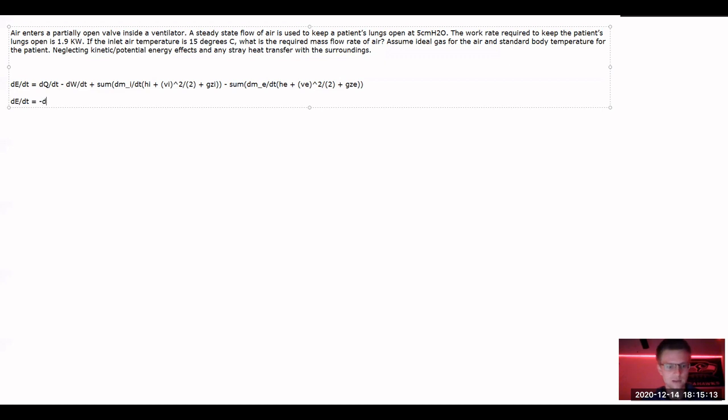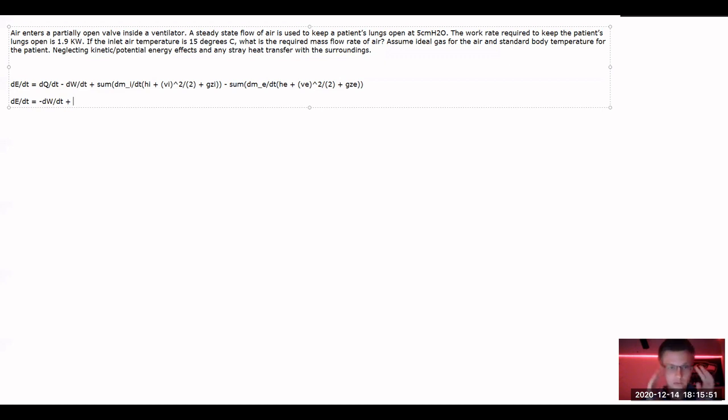We do not want to cancel out W dot because we are given the work done by the ventilator. We are assuming that we are operating at steady state here because it says a steady state flow of air. So that means that our m dot at the inlet is going to equal our m dot at the exit of the ventilator, which is our control volume. And that also tells us that the energy entering and leaving the system is constant, so dE/dt is equal to 0.